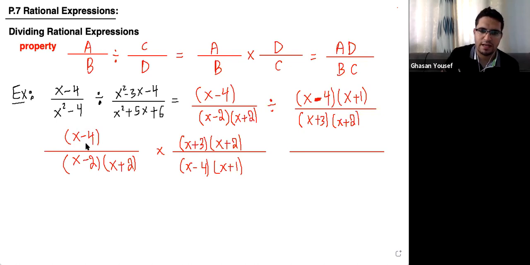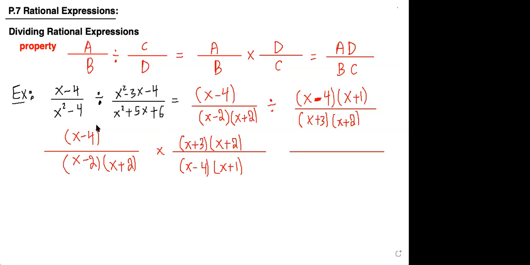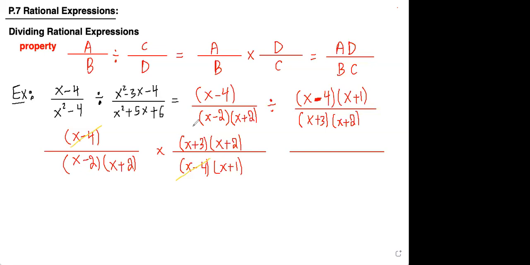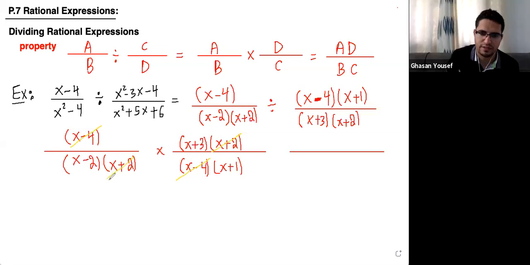Which term we can cancel from the numerator and denominator from these two fractions? What can I cancel? X minus 4. Yes, x minus 4 with x minus 4, they will cancel. What else can I cancel? X plus 2. X plus 2 with x plus 2, this is correct.